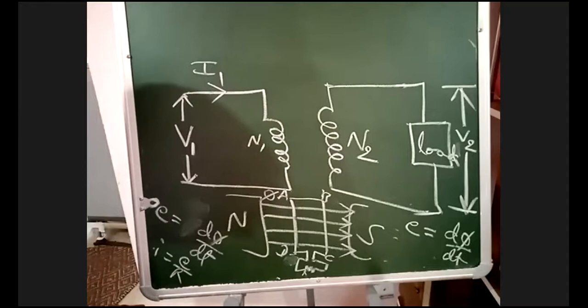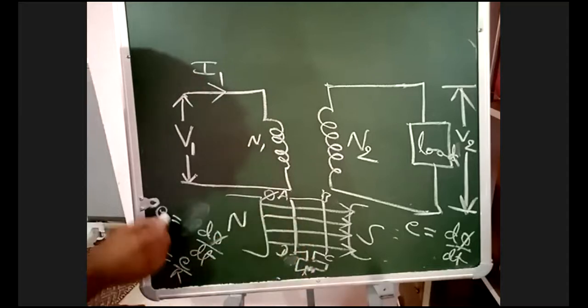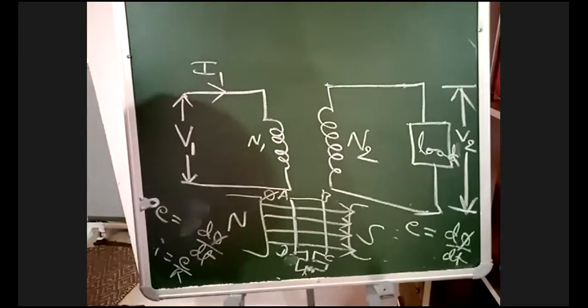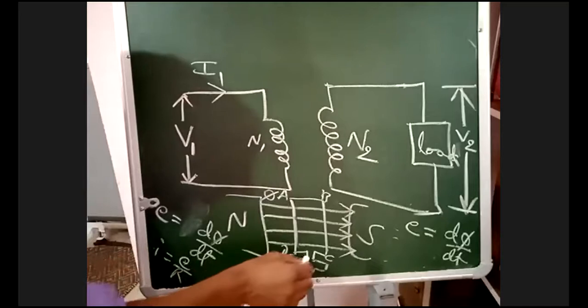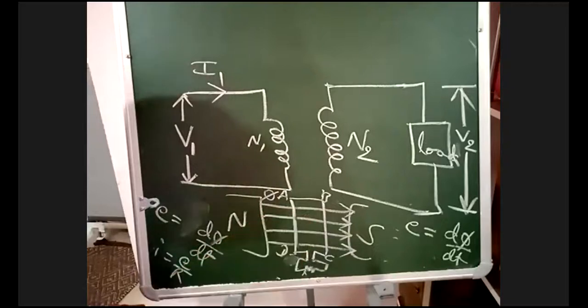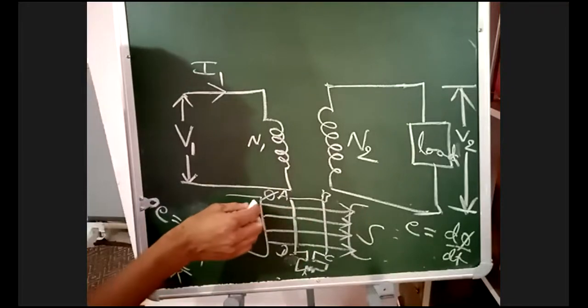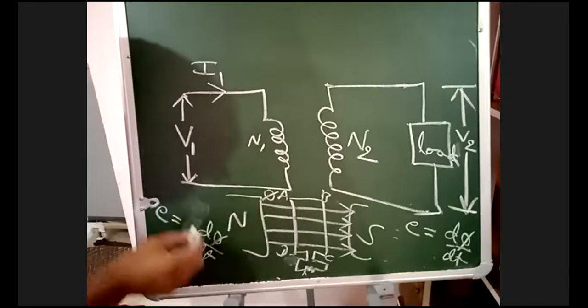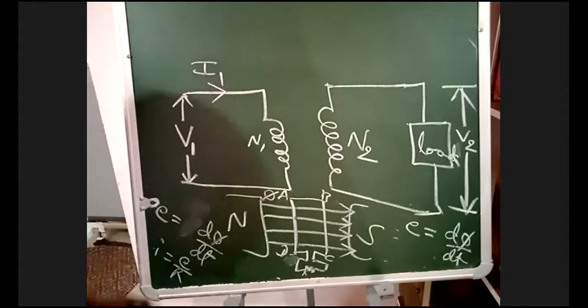E by R. E is the voltage induced in this coil. E is equal to d phi by dt, divided by resistance. I is equal to V by R. If we provide the closed path for this C and D for this coil, automatically current will flow in the coil. In this way, we are converting the magnetic field flux into electric current.